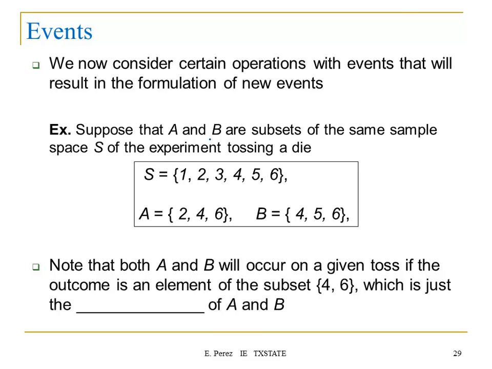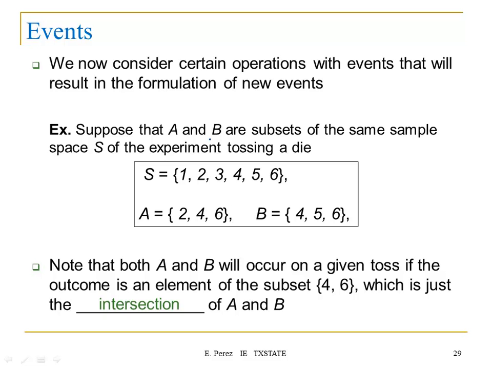As you can see right now, there are some elements from A that are repeated in B, and that can also happen. Okay? So note that both A and B will occur on a given trial if the outcome is an element of the subset, which is 4 and 6, which is just the intersection of both. So if we look at the elements that are repeated in both sets, we can call those elements the intersection. And that's another important concept for this topic.